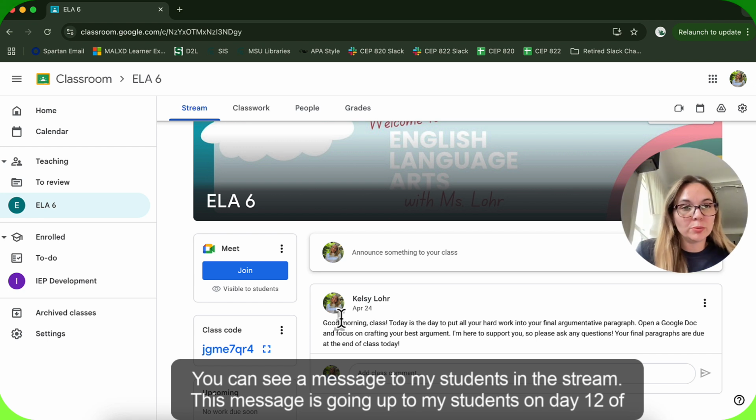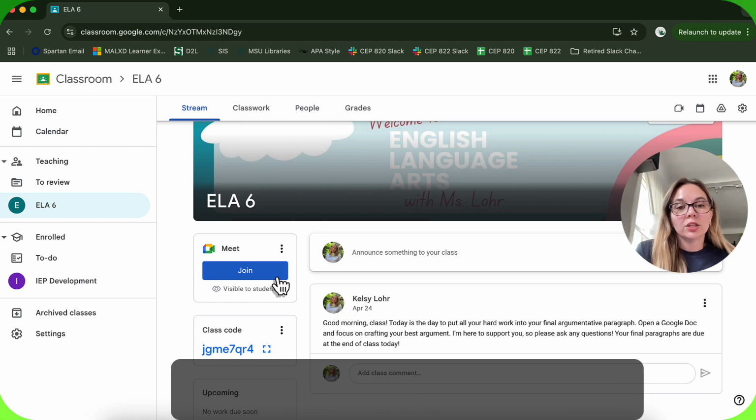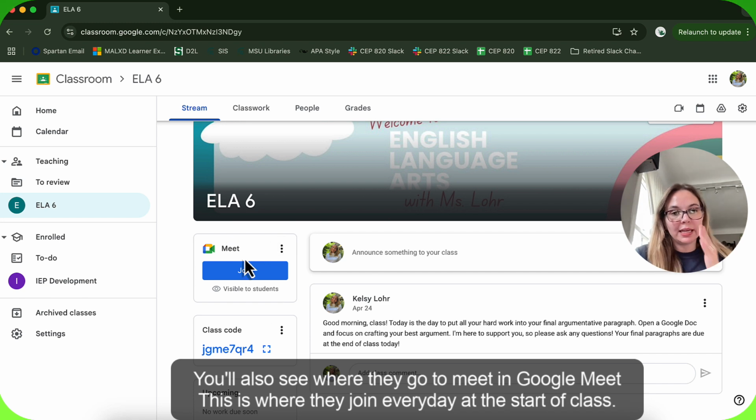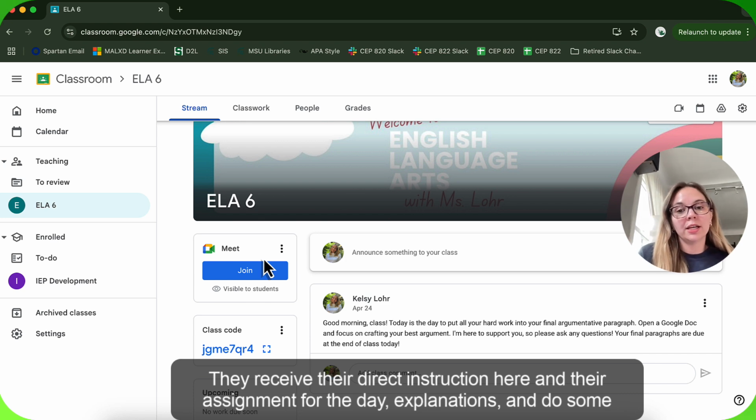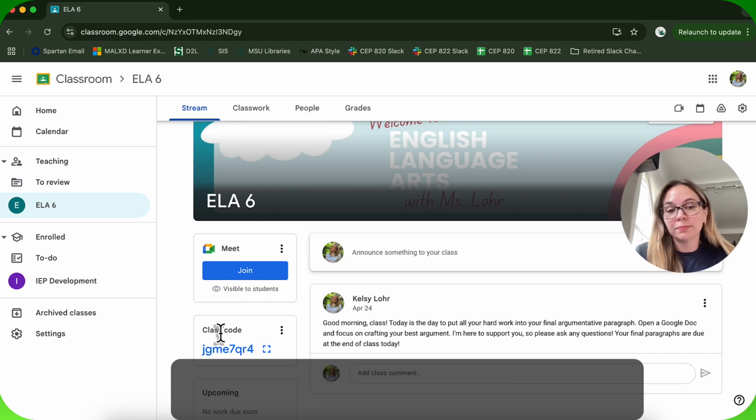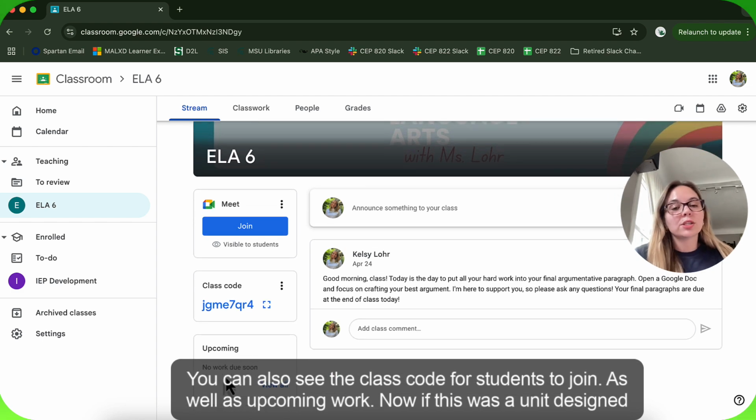This message is going out to my students on day 12 of their 12-day unit. You'll also see where they go to meet in Google Meet. This is where they join every day at the start of class. They receive their direct instruction here and their assignment for the day, explanations, and do some small group work here. You can also see the class code for students to join, as well as upcoming work.